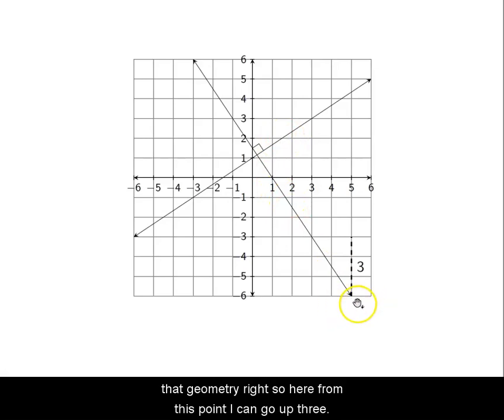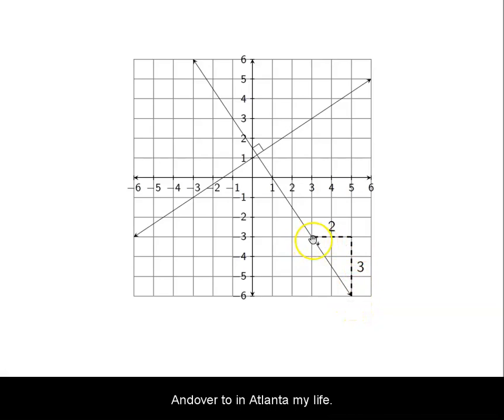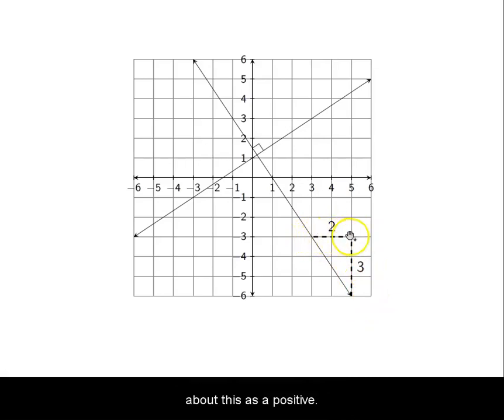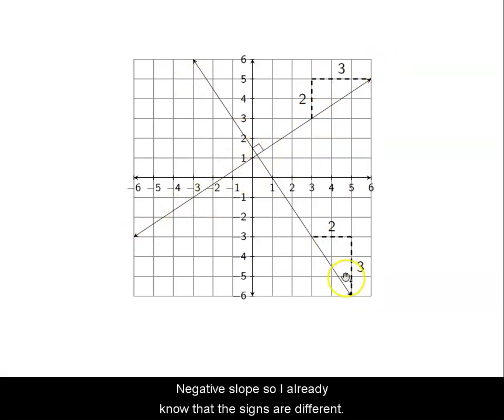So here, from this point, I can go up 3 and over 2, and I land on my line. For the other one, think about it from here. I went over 2 and down 3, right? I went up 2 in the negative direction, so that's a positive and a negative, because I have a negative slope here. For this one, I went up 2 and over 3, so this is a positive slope, negative slope. So I already know that the signs are different, okay?